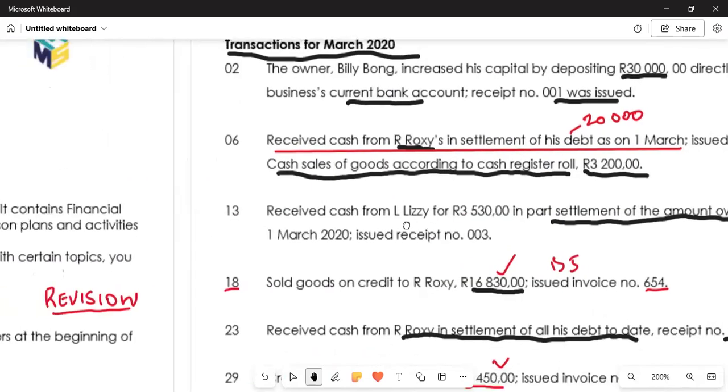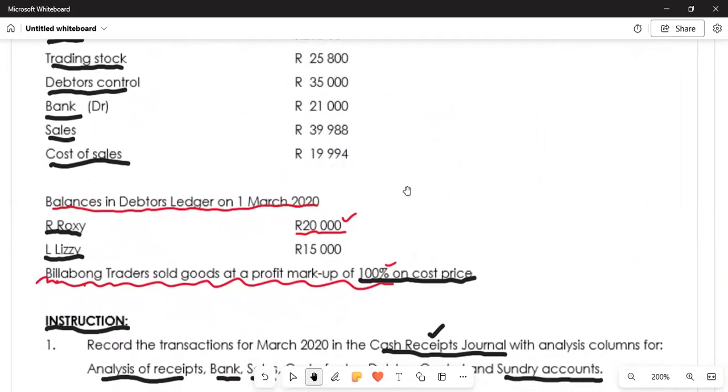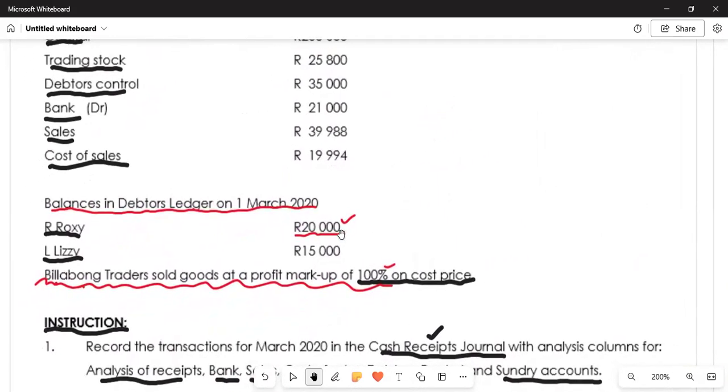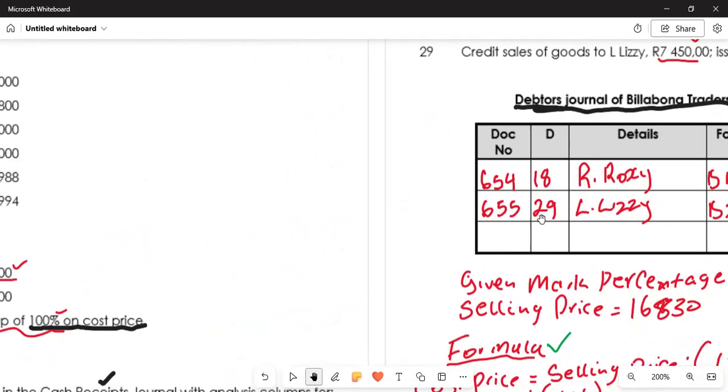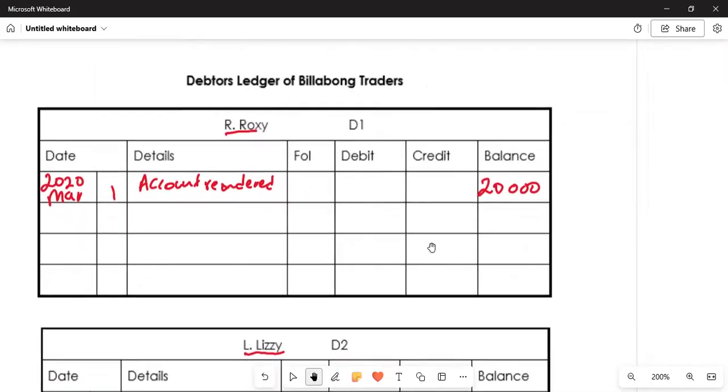We can even go to it and see that this is his debt on 1 March. As we are told that he settled that account, it means we received 20,000. So now we are going to record it under credit, because we are receiving it. It was the balance when we started, the amount that was owed by Roxy. So he managed to pay that. He settled that.